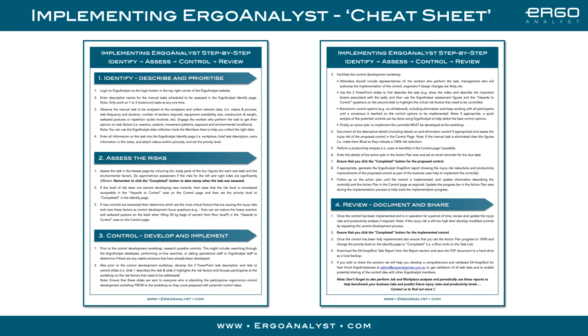Whilst there may seem like a lot of steps to remember in the identification, assessment, control, and review processes, after a couple of times doing it, they will just become second nature. We have also developed a 2-page cheat sheet document that leads you through each step. This document, as shown on the screen, can be found in the Members Resources section of the ErgoAnalyst website. So if you're ever wondering what you're to do next, this document will help you get the process done in a reliable and effective manner.